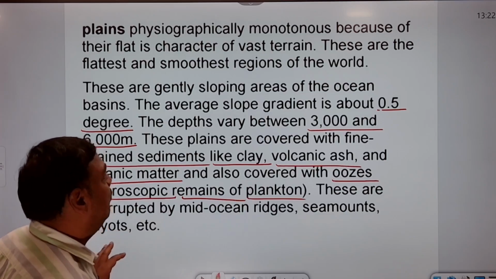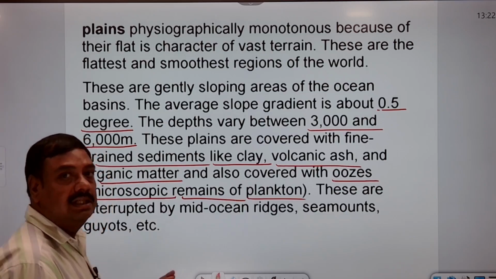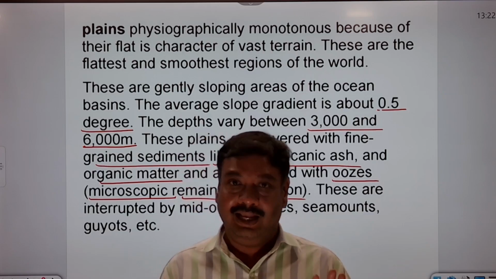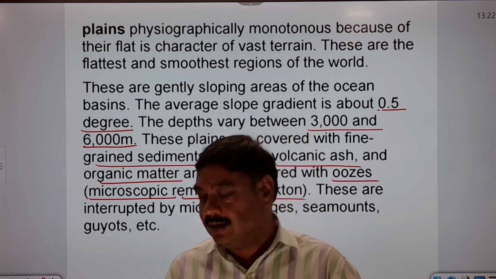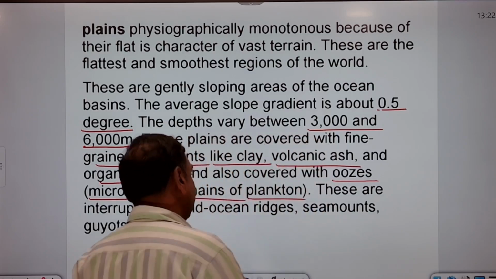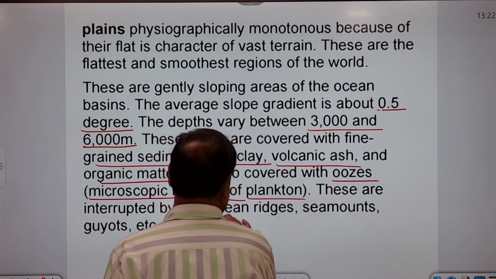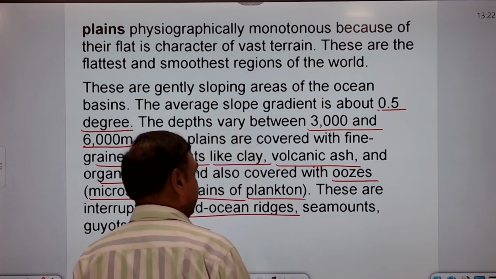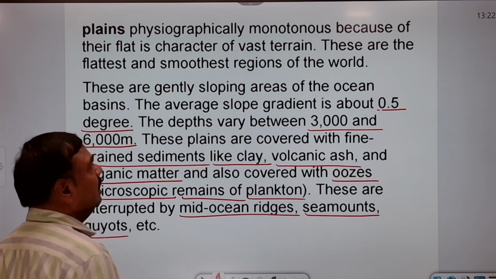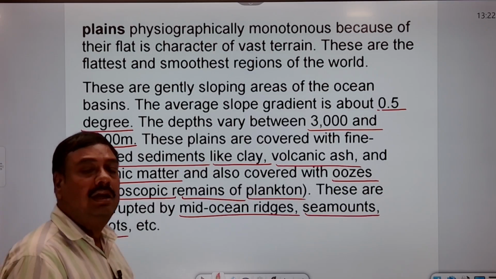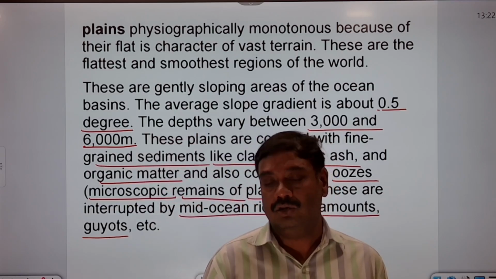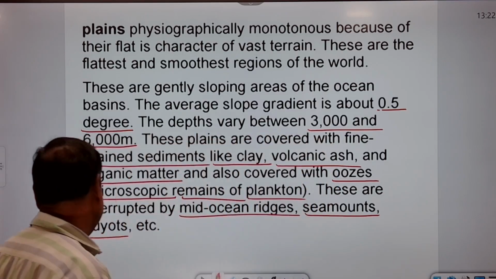One thing which is very important there is that though we have described this deep sea plain region, or the abyssal plain region, as the flattest and smoothest region in the world, at the same time it has certain minor relief features like mid-oceanic ridges, seamounts, and guyots. These are the things found in the deep sea plain regions. These are also important things you must remember here.